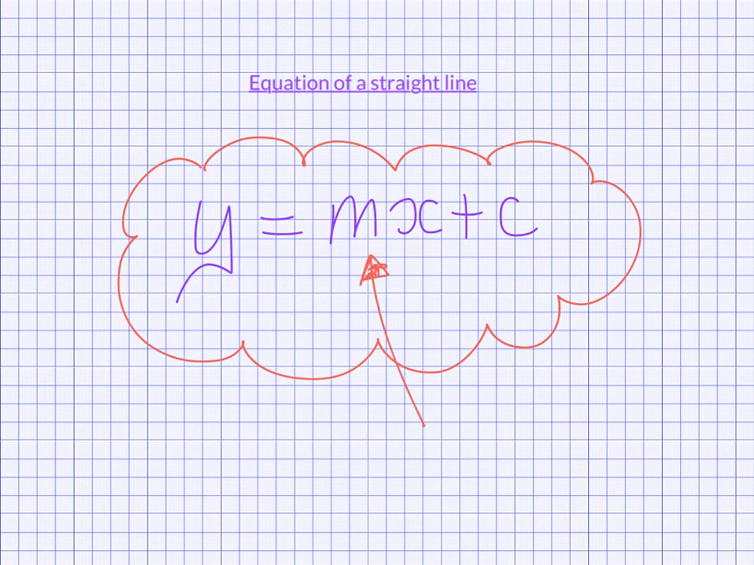The m is the gradient of the line, or how steep it is. And we've already worked on how to calculate the gradient of a line. The c is the y-intercept. That's where the line crosses the y-axis. And today what we're going to be doing is looking at pictures of straight lines, and from those graphs we are going to be able to come up with the equation for that line. So take a note of this equation and make sure that you remember it.